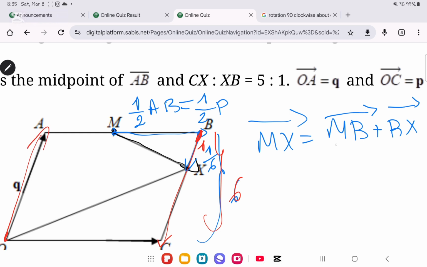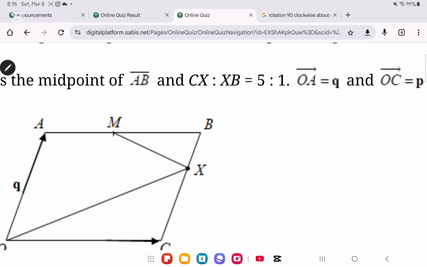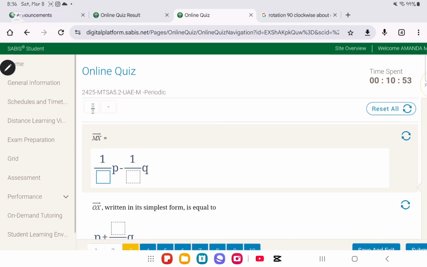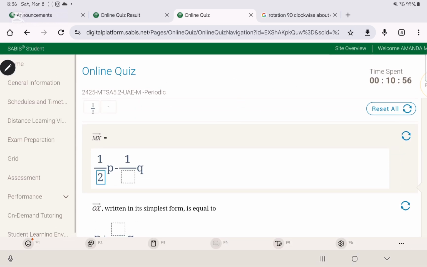So very simply, MB, we found it to be half of AB, so it is half of P, plus BX, which we found to be minus 1 over 6 of Q. Minus because it's going in the opposite direction of Q. So very simply, we'll put over here 1 over 2P minus 1 over 6Q.